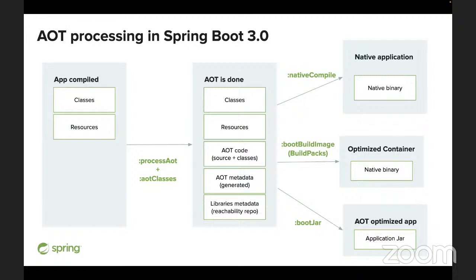So with all that, your code and the code that has been generated by AOT, you can essentially go two ways. You can use the way on the top, which is native compile. Native compile is using the native build tools plugin. It will build the native image locally for your CPU architecture. So that's the first way. The second way is to use our existing buildpacks integration, the boot build image goal, which will invoke the native image process within a Docker container.